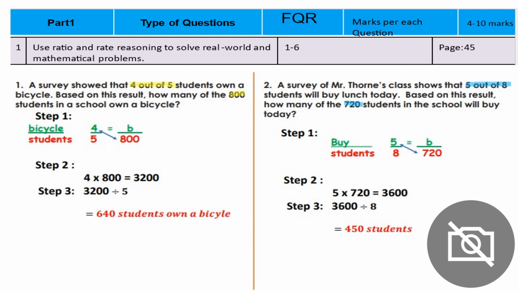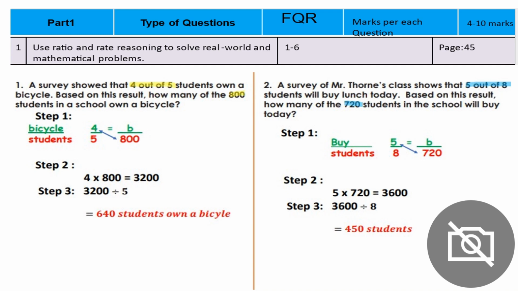The same way here in this question also, 5 out of 8 and 720 are the two values they have given you. So 5 out of 8, 5 buy lunch out of 8 students. How many will buy lunch out of 720 students? So you multiply 5 by 720, which gives 3600, and you divide by 8, then you will get 450 students.